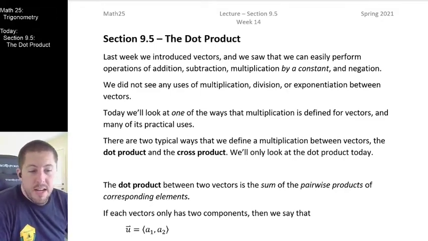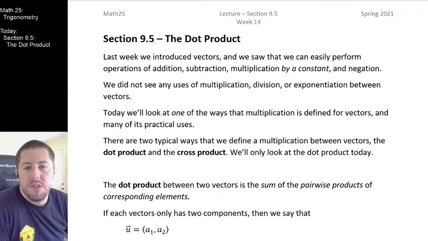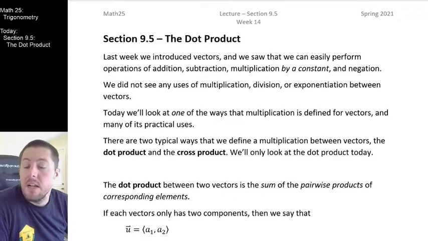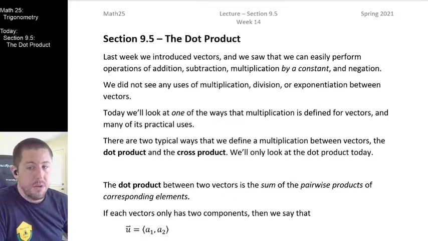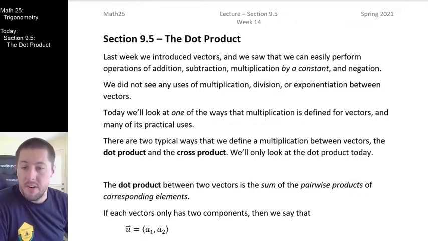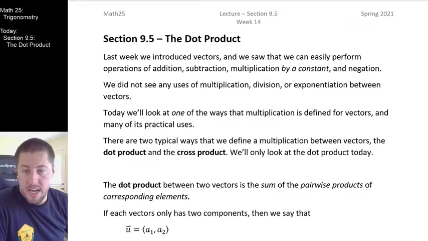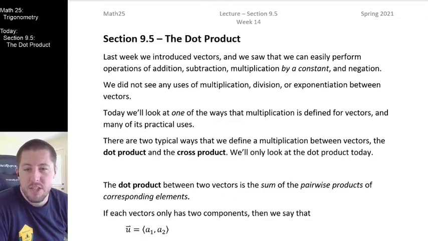I am recording this video today on Monday, April 26th, and today we're going to talk about section 9.5, the dot product. Last week we introduced our vectors, and what we saw is that we only looked at some of our basic math operations between vectors. We looked at addition, subtraction, multiplication by a constant, and negation. What we didn't do is touch on our other operations like multiplication, division, or exponentiation between vectors. That's because those don't really have very obvious definitions like addition and subtraction do.